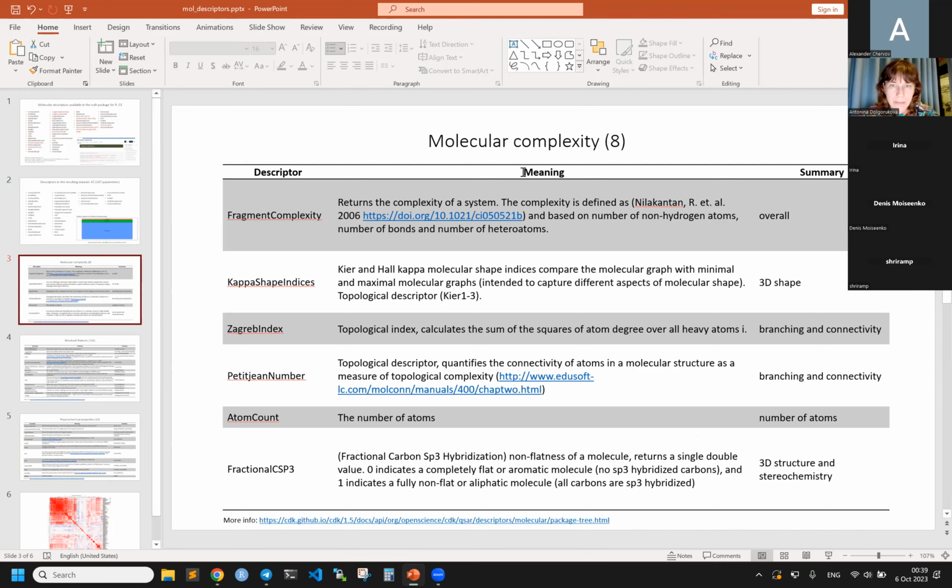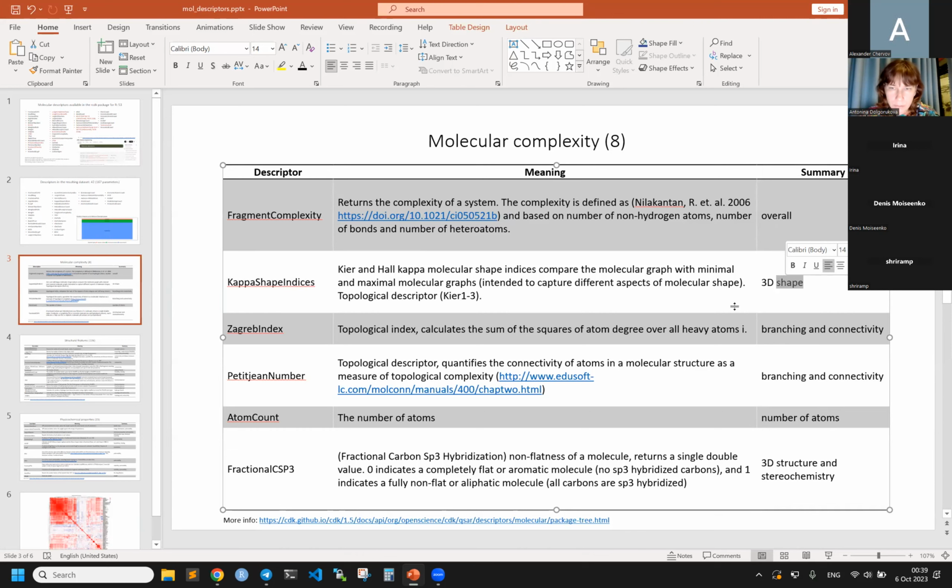Here I added some information about the descriptor and some more info about summary effect. Like this one is about overall complexity of the molecule. The second one is about 3D shape of this molecule. This one is about branching, and I don't see it. Zoom. And connectivity, and etc. I will not read all of this. I will share this presentation, and you can read by yourself afterwards.